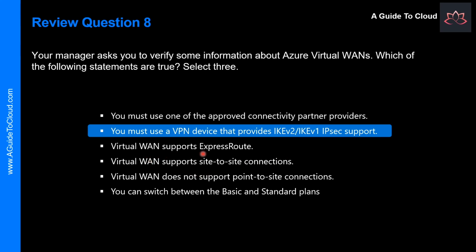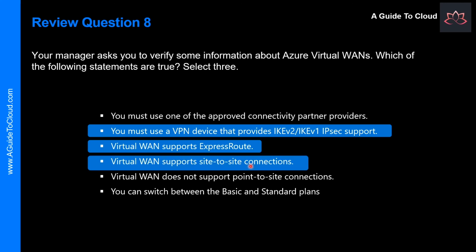Virtual WAN supports ExpressRoute. Again, that is true. And Virtual WAN supports site-to-site connections as well. Again, that is true. Virtual WAN does not support point-to-site connections. That is false. Virtual WAN supports point-to-site connections as well. You can switch between the basic and standard plans. No, you can't switch between basic and standard plans. So Virtual WAN supports ExpressRoute and any VPN device that is IKE version 2 and version 1 IPsec compliant.